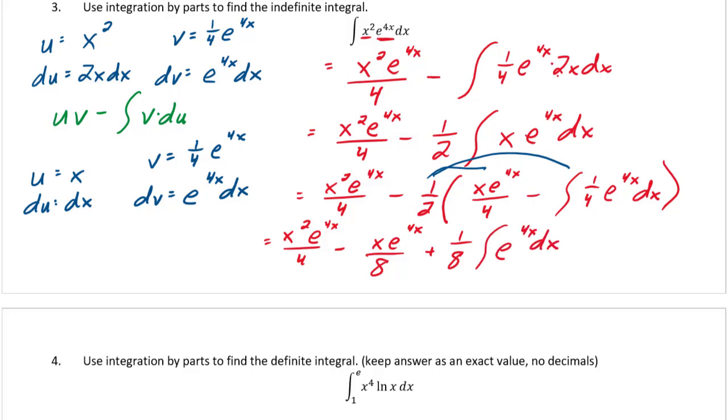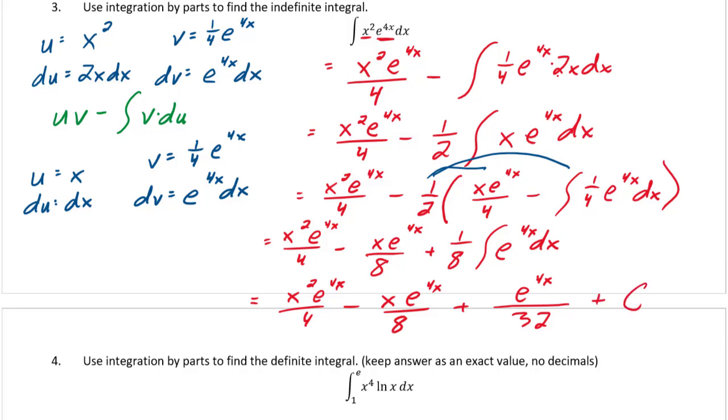But we've already done that one actually twice. So I'm hoping this is not too overly complex. This will be x squared e to the 4x over 4 minus the x e to the 4x over 8. And then the last one, the e to the 4x will turn into another 1/4 e to the 4x. So the two denominator numbers of 8 and 4 will get to multiply together and turn into just a 32. And then e to the 4x is just going to hang out on top.